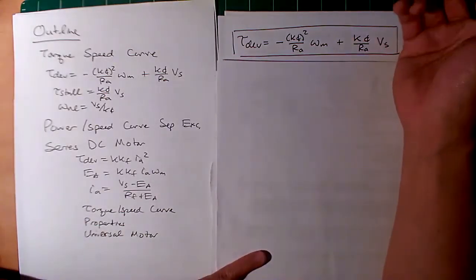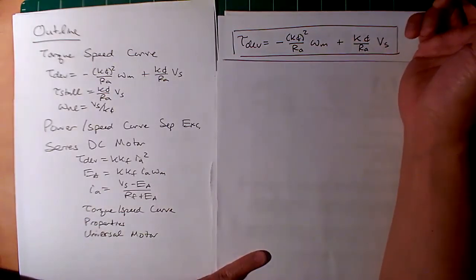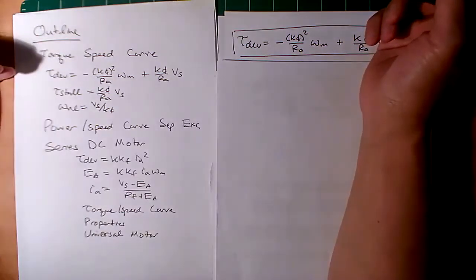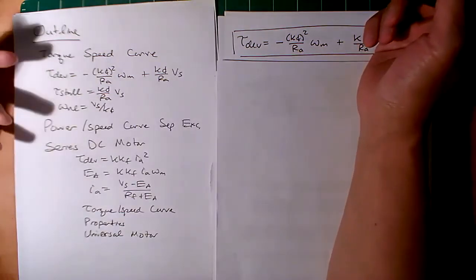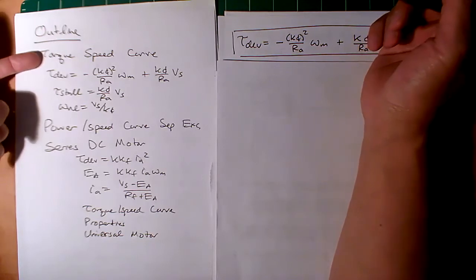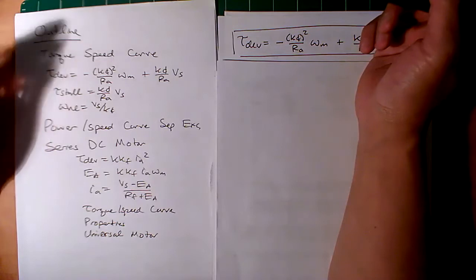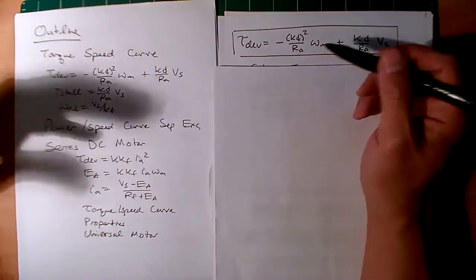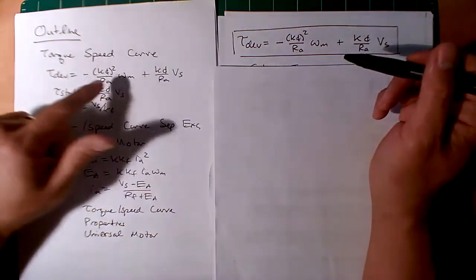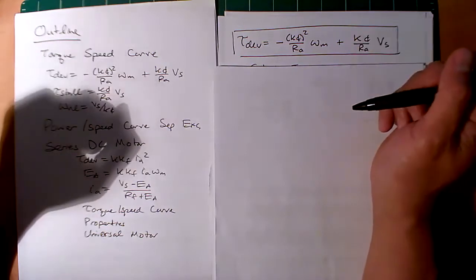Hello, this is ET350 Lecture 6. What we're going to cover today is a look back at the torque speed curve for a DC motor. We talked about some of this during the last lecture, but we're going to revisit it and make sure we really hit home how all these variables affect the torque speed curve.